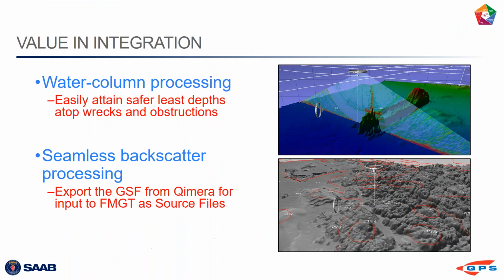Okay, so I'm going to show that, and also at the same time, the value in the integration, the water column processing, where we're easily attaining safer least depths atop wrecks and obstructions, and then a very seamless workflow for the backscatter processing with the GSF and FMGT. So I can jump into that, but maybe one or two questions if those came in?